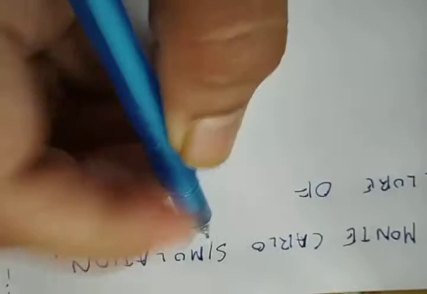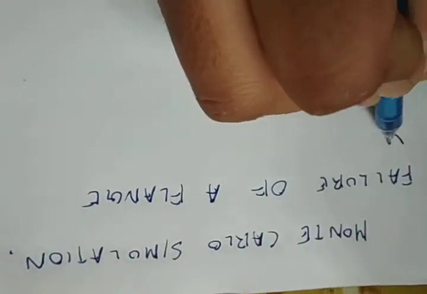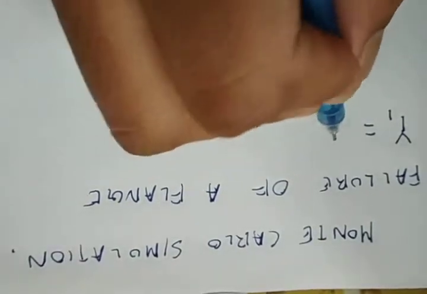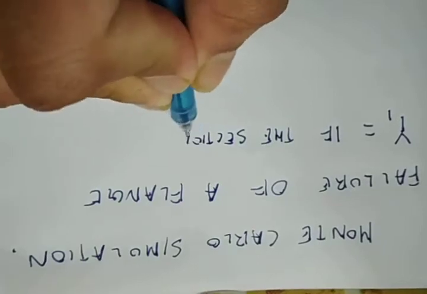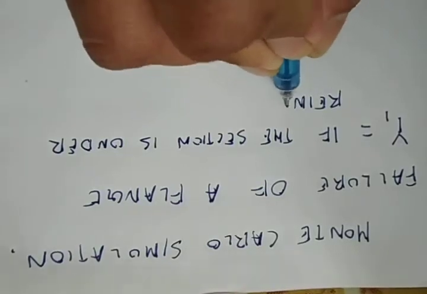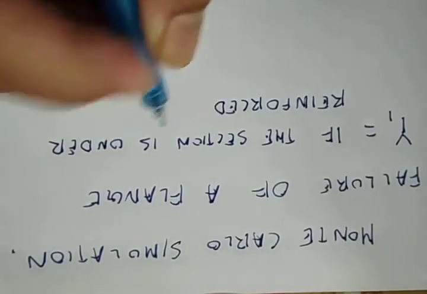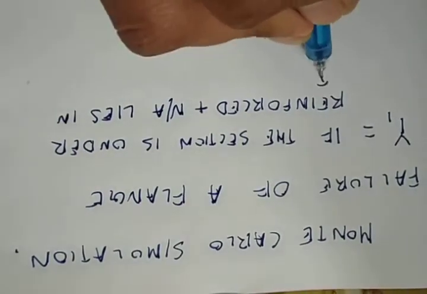So let us see the failure of a flange. Under what conditions does the flange fail? A few conditions are: number one, condition y1. The first condition may be if the section is under reinforced and the neutral axis lies in the flange.